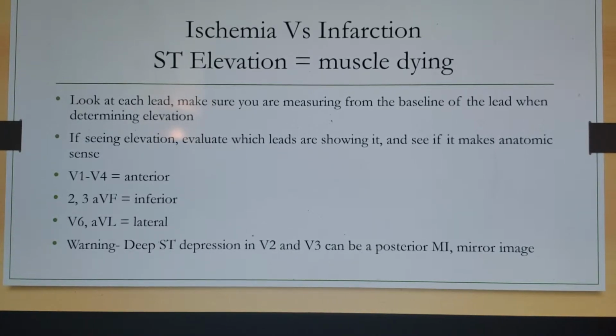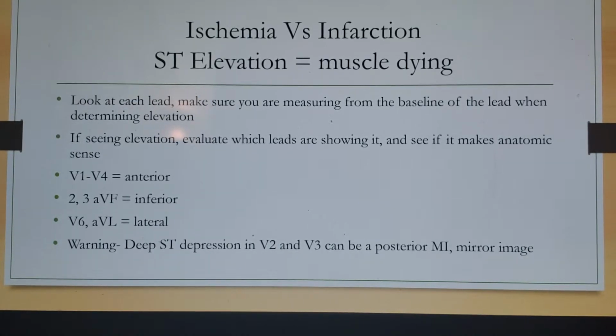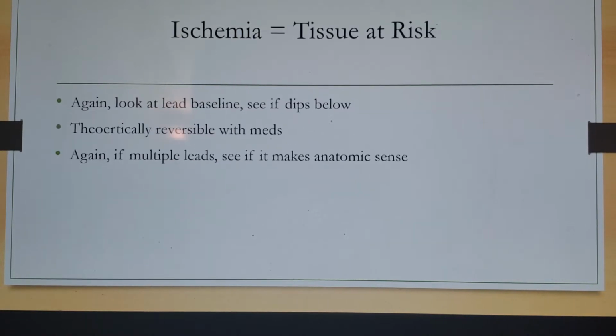We talked a little bit about this in those first 12 leads, but don't forget your anatomic breakdowns. V1 through V4 are anterior MIs, 2, 3, and AVF are inferior, V6 and AVL are lateral. Don't forget, if you see a deep ST depression in V2 and V3, that can be a posterior MI. So don't forget that side of things as well. Anytime you see ST depression in those leads, make sure that's a consideration.